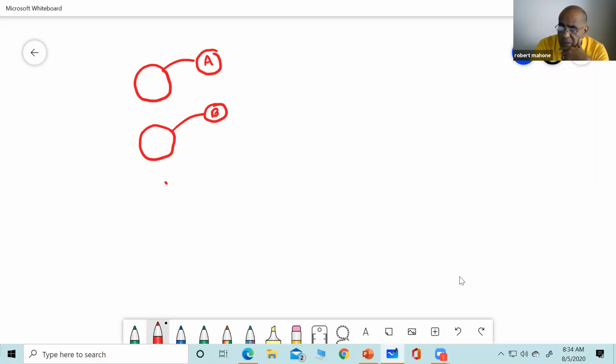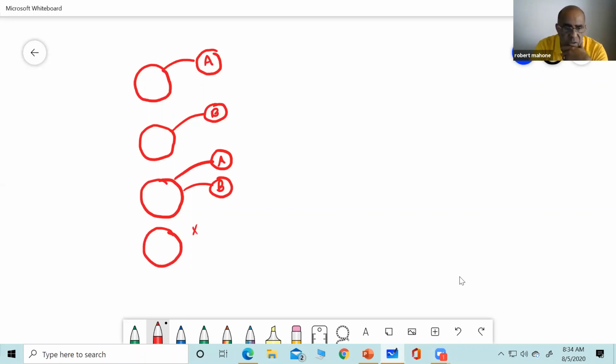Now, some people out there, not as common as the others, will have both markers, A and B. And some folks out there will have no markers on their cells. So these are the markers that appear on people's red cells, and we call them blood types.